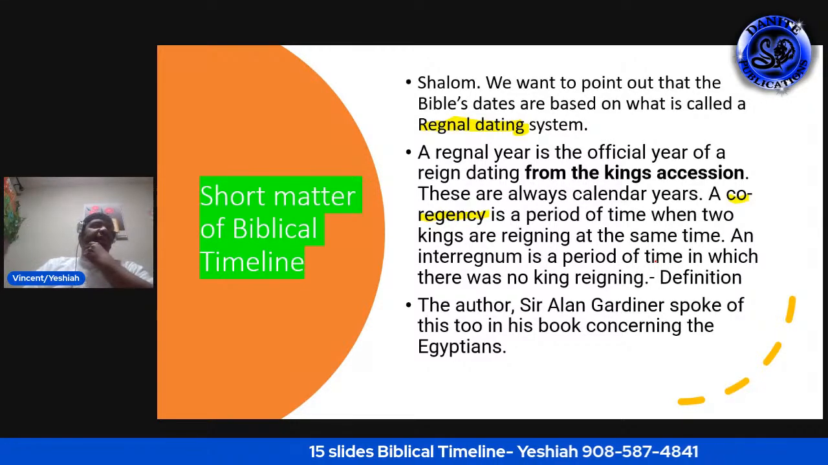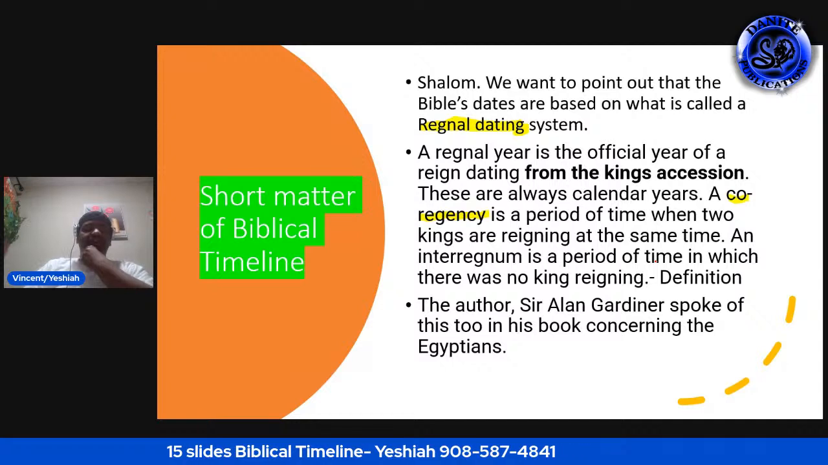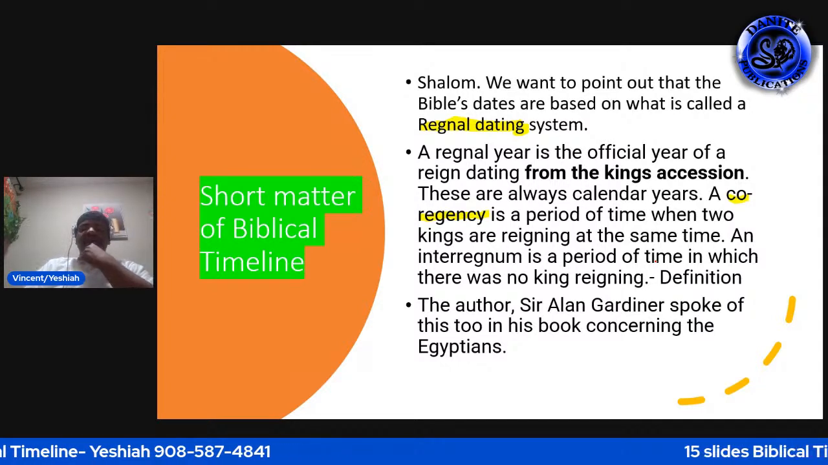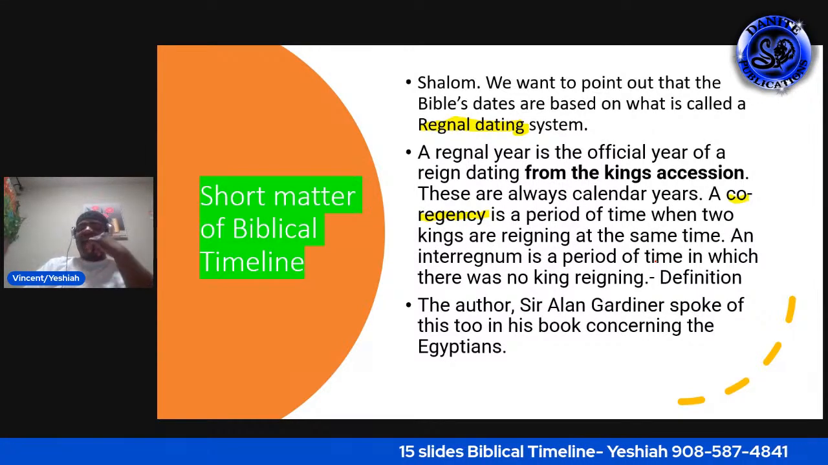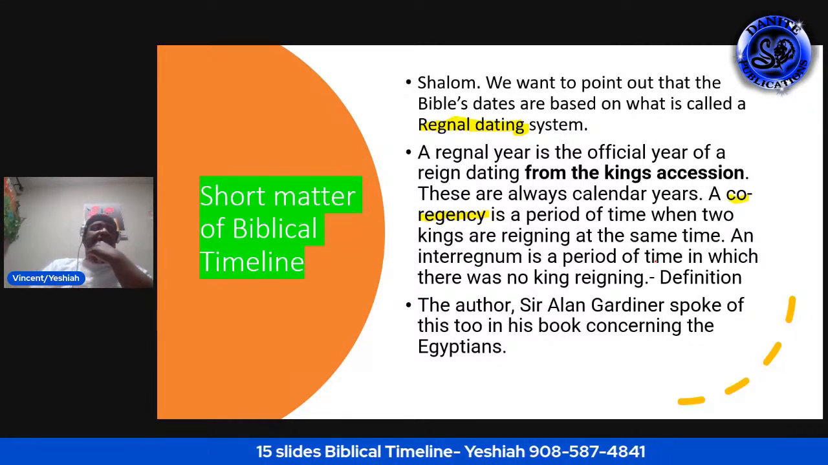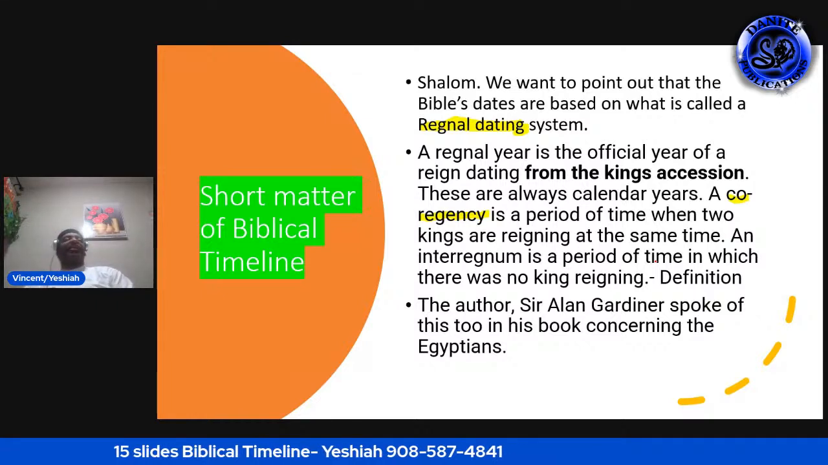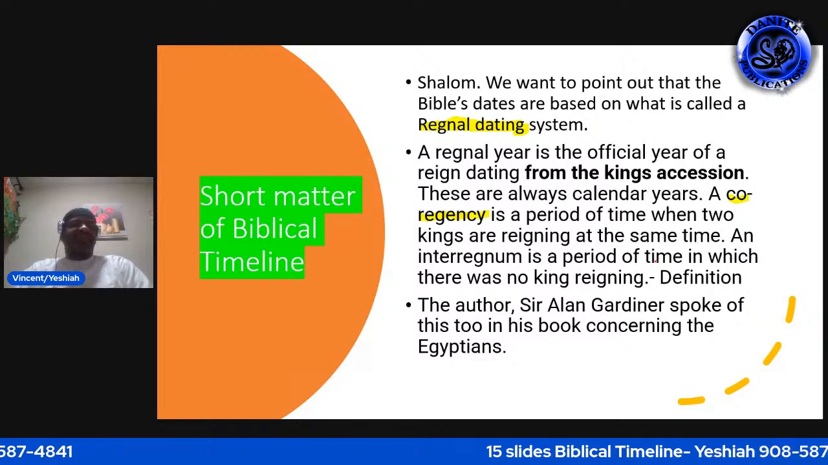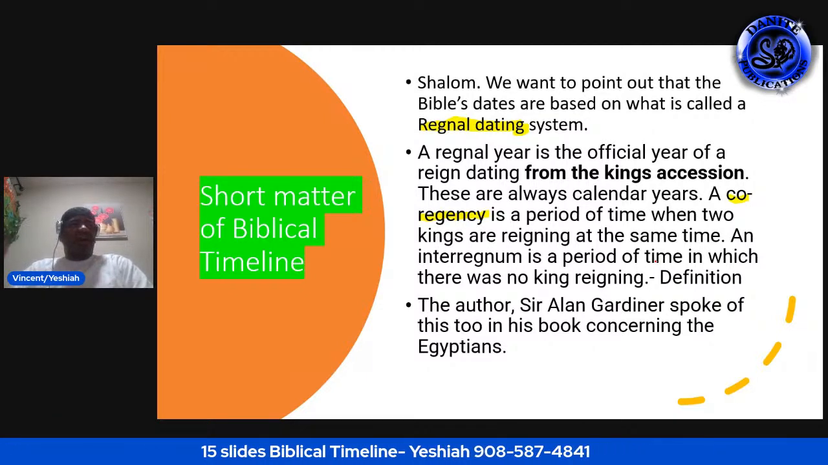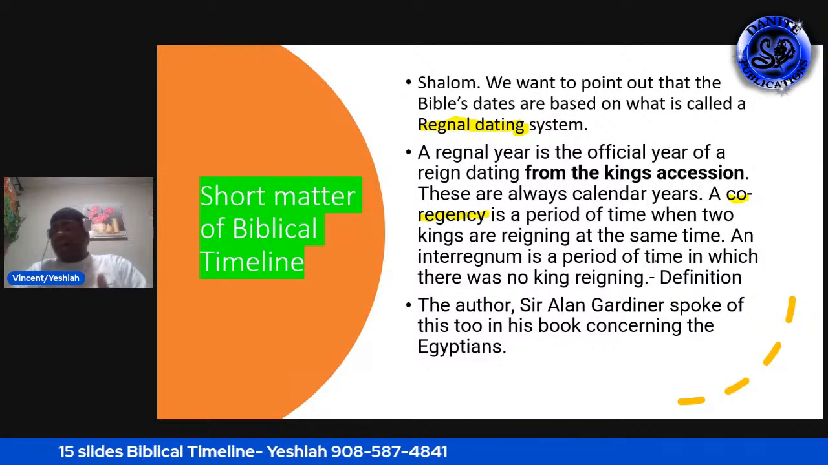So they were matters of interregnum, when there was no king ruling, co-regencies, when you had two kings ruling at the same time, and a matter, brothers and sisters, of regnal dating. So we can't look at ancient records, say before the era of Justinian of Europe, and then expect to get the same timeline like in the year 1742, approximately at 9 a.m. You're not going to get that in that time frame, all right?